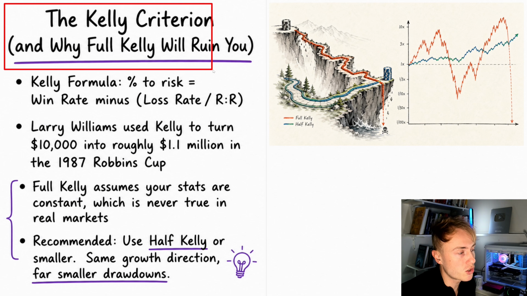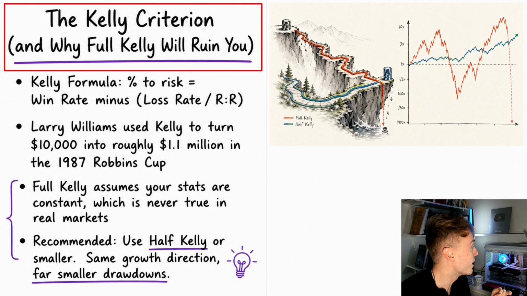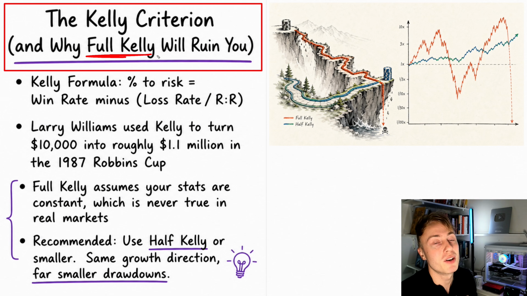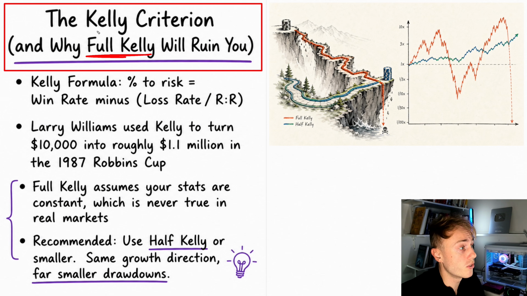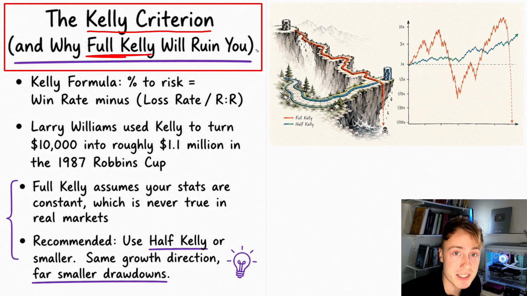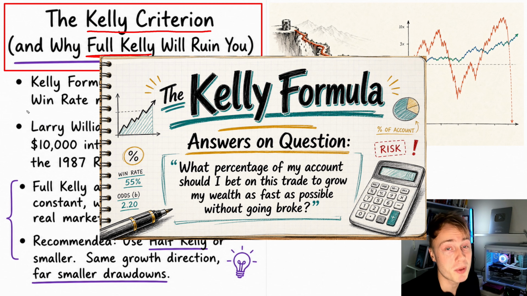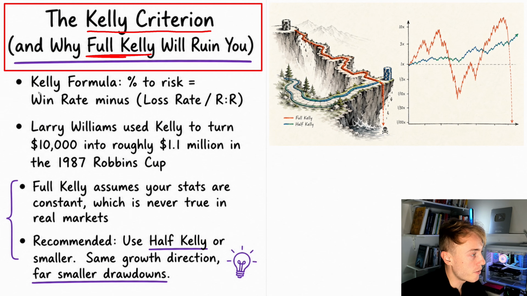So now the time has come to take a look at the Kelly Criterion and why full Kelly will ruin you. First of all, you might of course wonder what the Kelly Criterion is. Well, the Kelly Criterion is a mathematical formula developed by John Kelly in 1956. And the formula answers one question: what percentage of my account should I bet on this trade to grow my wealth as fast as possible without going broke? And the formula John Kelly developed is simply this.